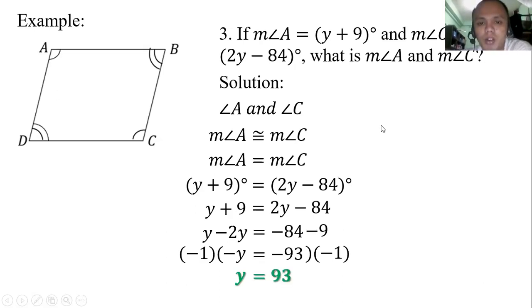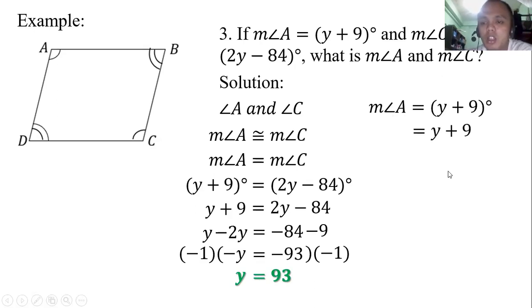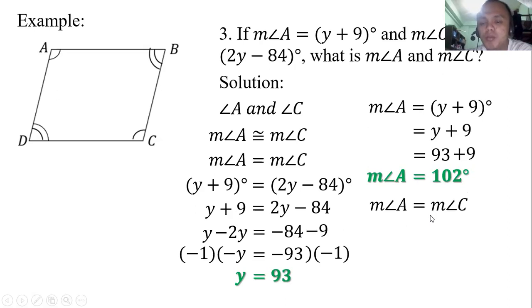Okay? Now, we are going to find now the measure of angle A and angle C. So start tayo for measure of angle A here. Substitute your y to 93 plus 9. Then we have 93 plus 9 is equal to 102 degrees. Then for measure of angle A and measure of angle C, since measure of angle A is equal to measure of angle C, substitute your A to 102 degrees, then your measure of angle C is 102 degrees also. So no need to solve kasi ganun din.